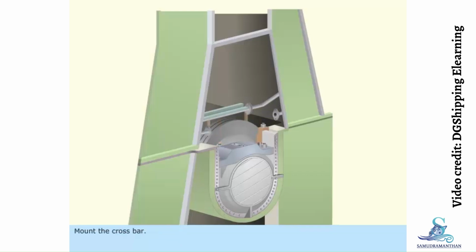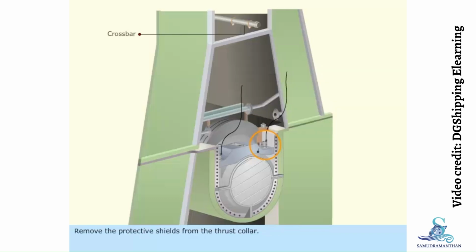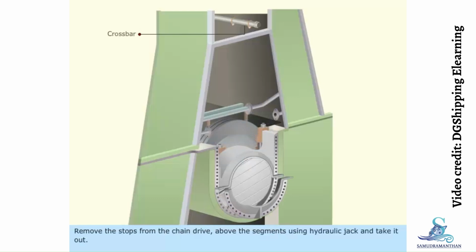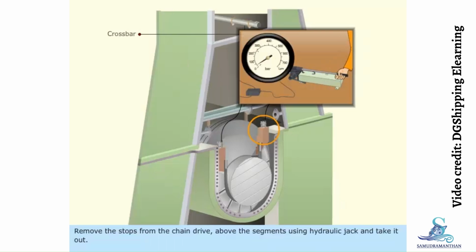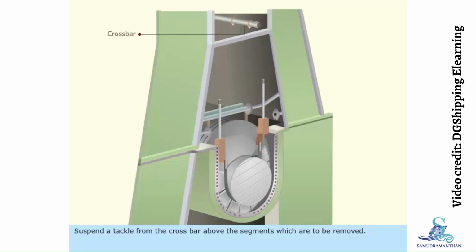Mount the crossbar. Remove the top half of thrust bearing using hydraulic jack. Remove the protective shields from the thrust collar. Remove the stops from the chain drive above the segments using hydraulic jack and take it out. Suspend a tackle from the crossbar above the segments, which are to be removed.